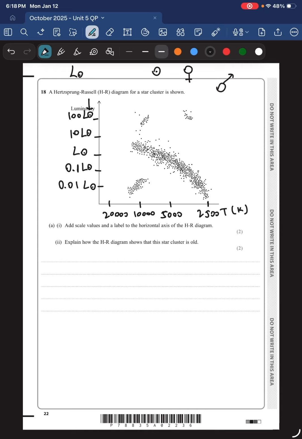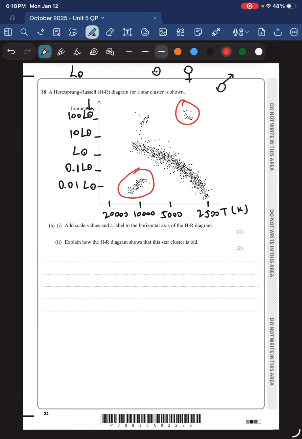All right, question part 2. Explain how the HR diagram shows that this star cluster is old. So we have some red giants over here. How do we know that they are red giants? Very high luminosity, very low temperature.